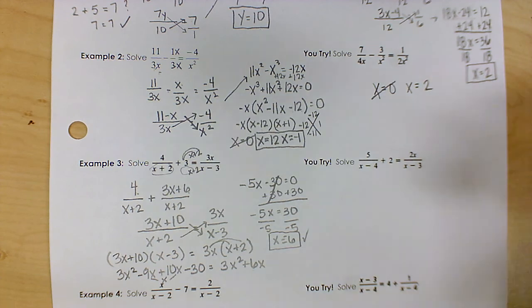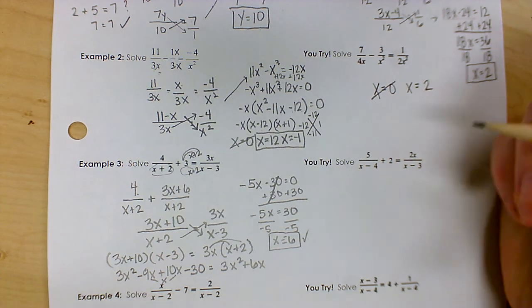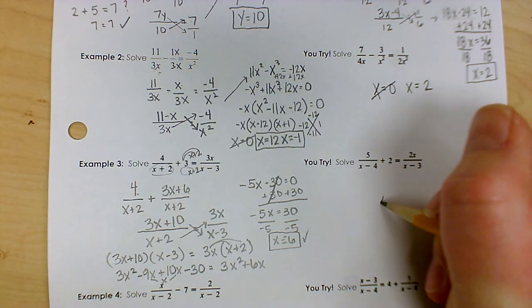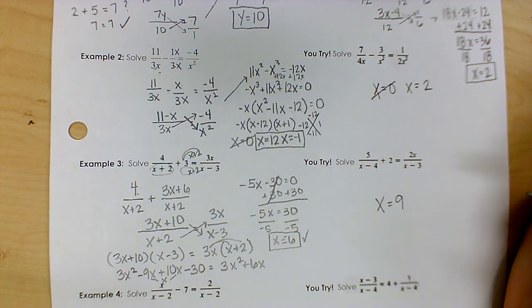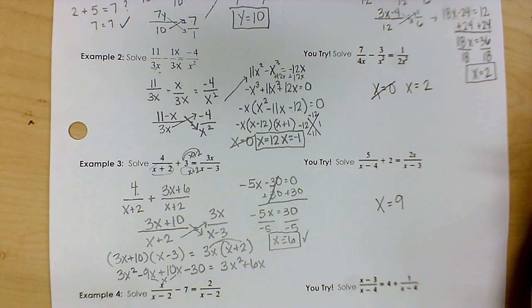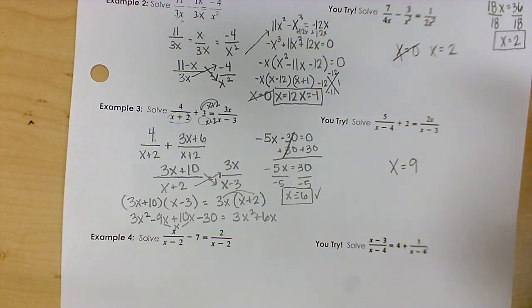Okay? So now I want you to take a minute, do the U-try. Again, I'll tell you the answer should be x equals 9. So pause your video for a few minutes, try the U-try, make sure you can get the answer. Okay? I'm assuming you've tried the U-try, so let's look at example 4.